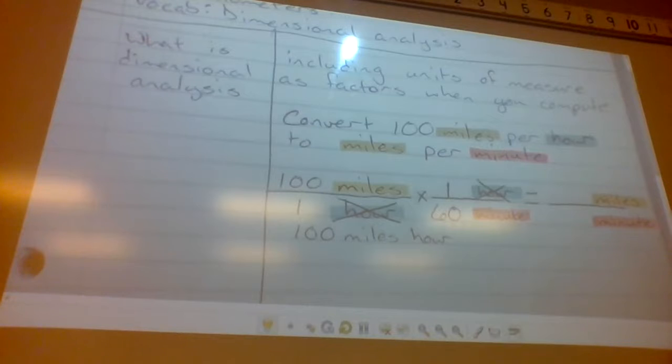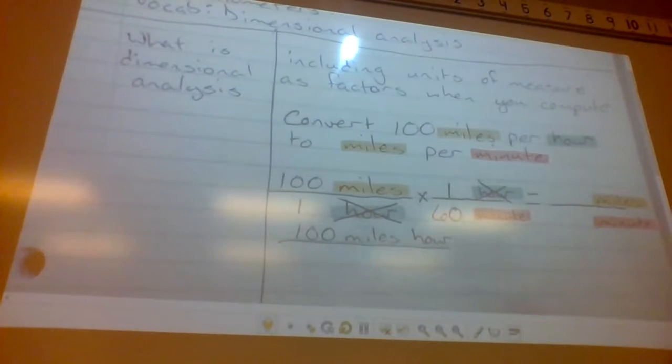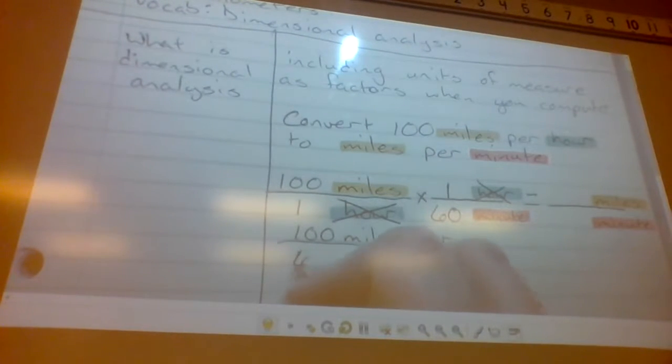I am doing this so you can see why those labels cancel each other out. Right now, if I did not cross off the hours, it is 100 miles hours. It makes no sense whatsoever. The denominator: what's 1 times 60? 60, and it would have been hour minutes, right?